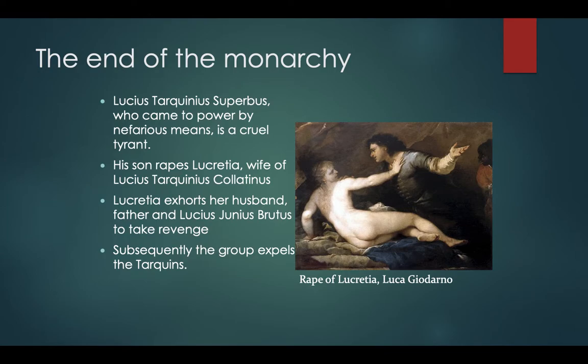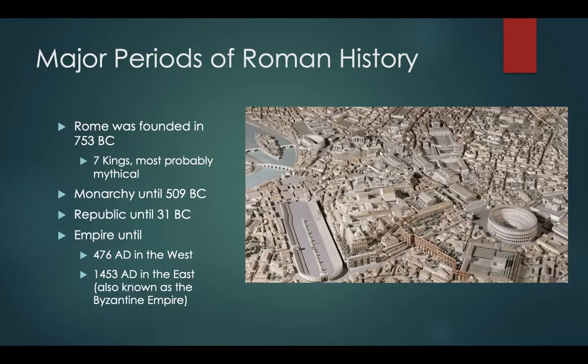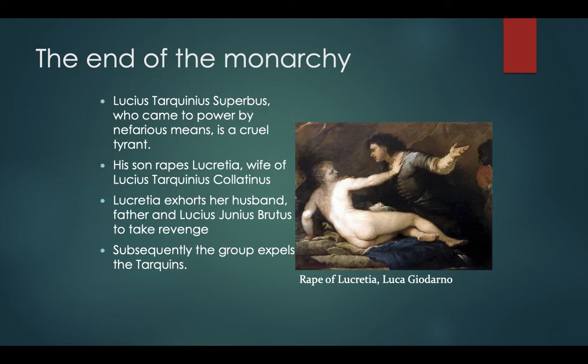One of them rapes Lucretia, who is the wife of his cousin, as you can tell by the name, Lucius Tarquinius Collatinus. Lucretia, as the story goes, exhorts her husband, her father, and Lucius Junius Brutus, and you might remember him as the man who's staring at you and judging you in the center here right now. She gets them to take revenge, and so they drive out the Tarquins, and there's a revolution. There is a new form of government.